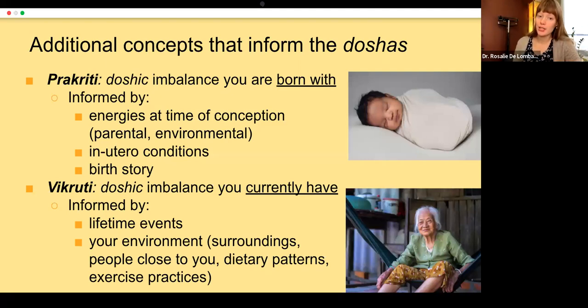In utero conditions also inform the Prakriti. If in utero the mom has a lot of Vata complaints, that informs the Prakriti of the baby. And then lastly, the birth story can also inform your Prakriti. If the in utero conditions were just perfect, but the time of birth was really traumatic, for example, if you had an umbilical cord around your neck, if you were breech, if you were C-section, this birth story also informs your Prakriti.